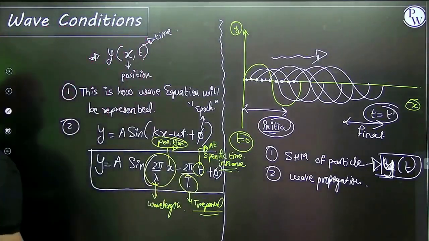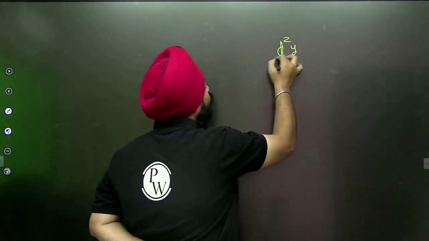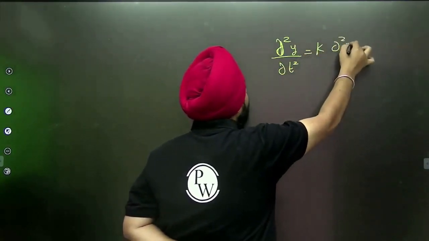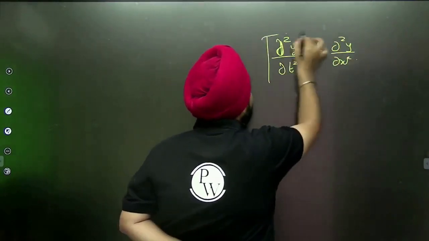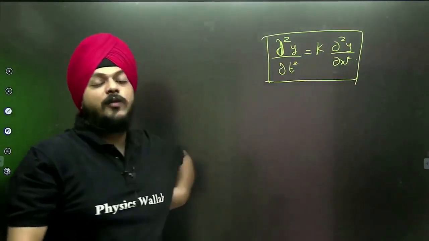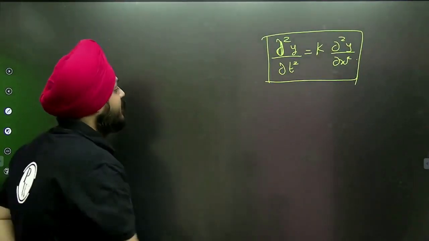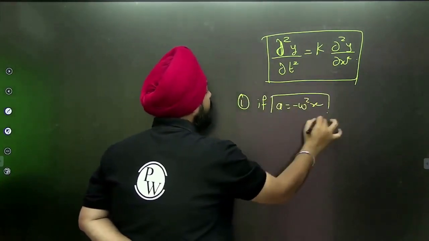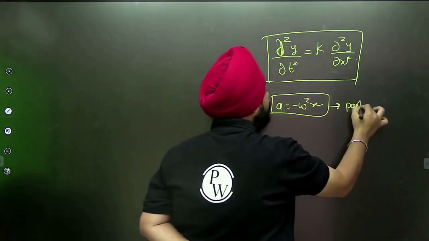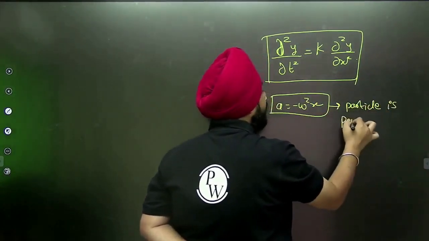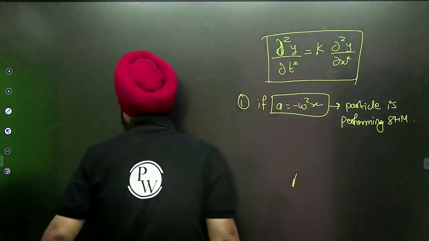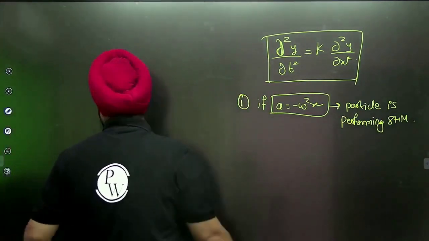So this is how the wave equation is there. And what will be the wave condition? The wave condition is quite simple. If any equation is given to you, then d square y by dt square is equal to a constant times d square y by dx square. We had the equation of SHM. What was the condition of SHM? If acceleration is minus omega square x, then the particle is performing SHM.